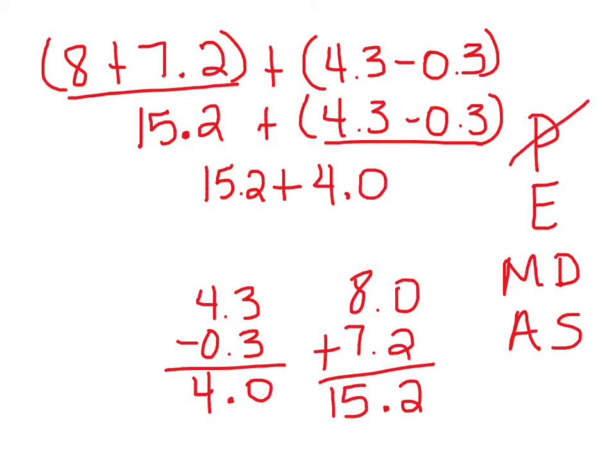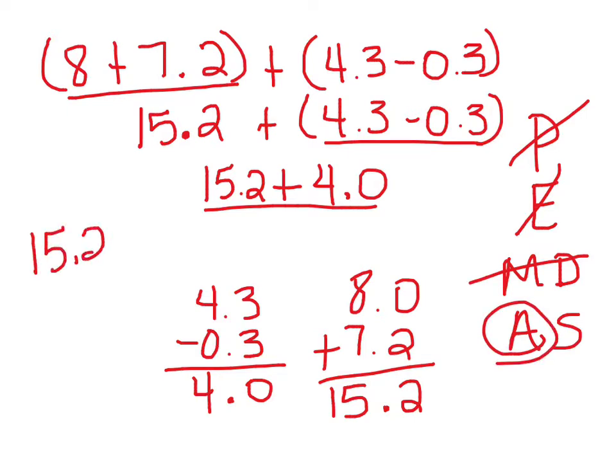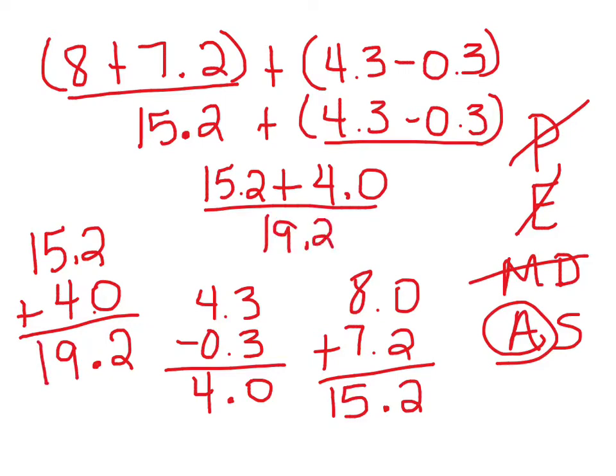Now all the parentheses are done. The only operation left is addition. There's no exponents, there's no multiplication or division, so the only thing we need to do is add 15 and 2/10 plus 4 and 0 hundredths. That's 2. 5 plus 4 is 9. Bring down my 1. 19 and 2/10.